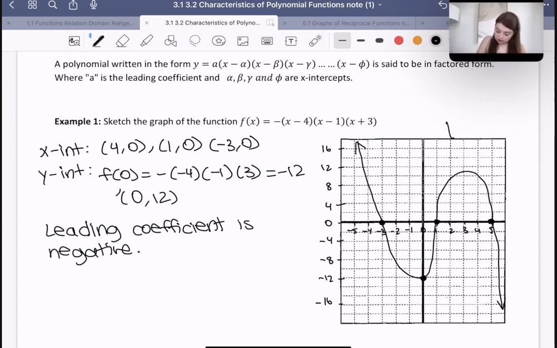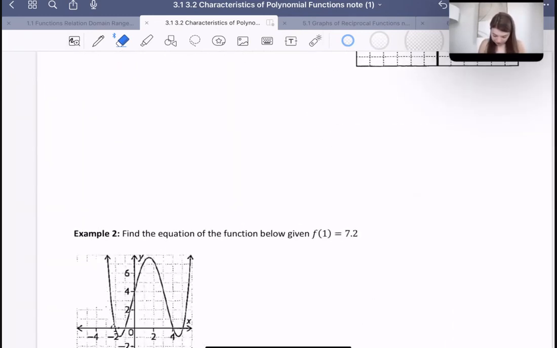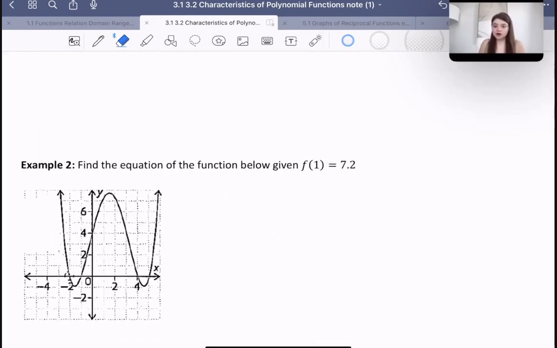So for this course, this would get a full check mark. In the calculus and vectors course, this would not get a full check mark because it doesn't actually have the correct turning points. I just kind of guessed, right? So there we go. So long story short, as long as for this course your graph has the correct x-intercepts, the correct y-intercept, the correct end behavior, you're good. That's the most important part. Okay. Very, very good. Let's move on.